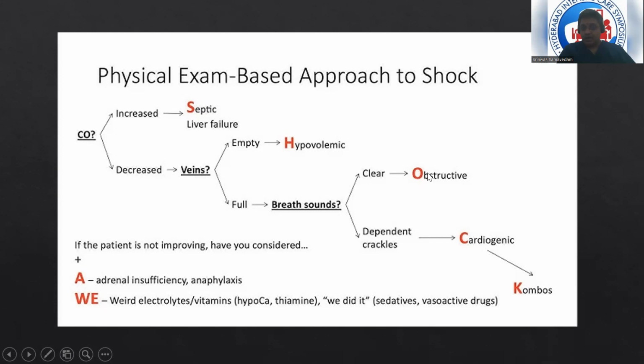But ultimately, they don't occur in isolated silos. You have to look at combos. But if you are not able to fix it and the patient does not improve with your therapy, look at adrenal insufficiency and anaphylaxis, which can also produce shock. And there are certain weirdos like weird electrolytes like calcium, as I said, beriberi, then sedatives, vasoactive drugs. Suppose I put dobutamine on somebody who is hypovolemic, I will actually perpetrate more vasodilatory shock. So we should look at ourselves for this one.